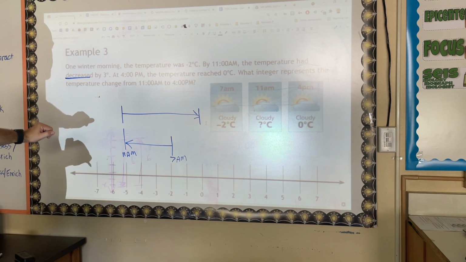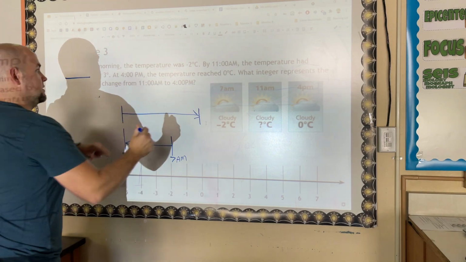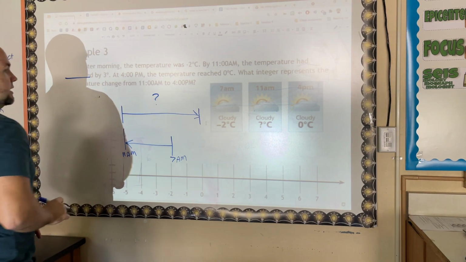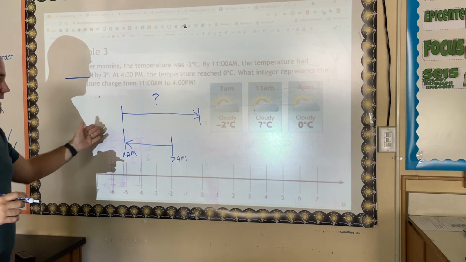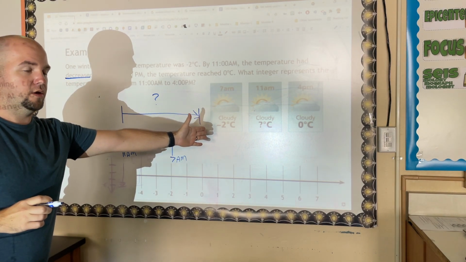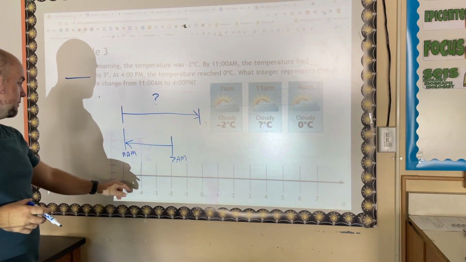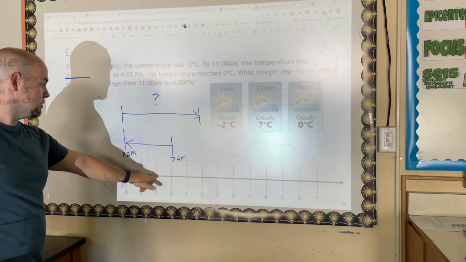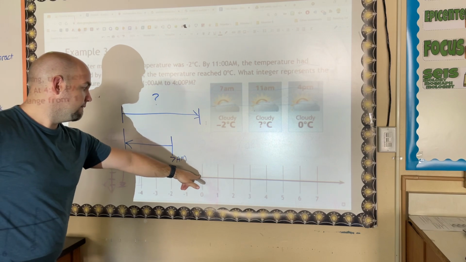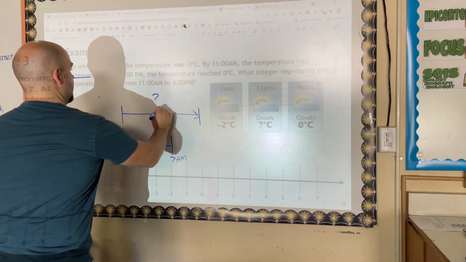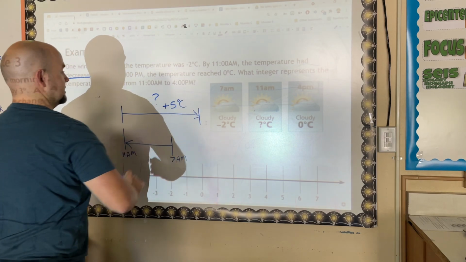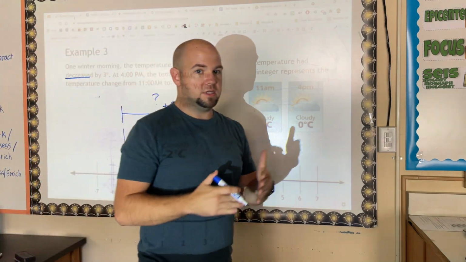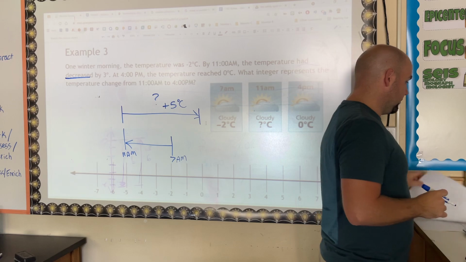So what integer represents this number right here? This is what the question is asking. What integer represents that? And so if I look at that, I've got negative 5. How many degrees did I increase by? So if we're going to count, we got 1, 2, 3, 4, 5. So this was a positive 5 degrees Celsius, or 5 degrees of increase, is where we can think about that.